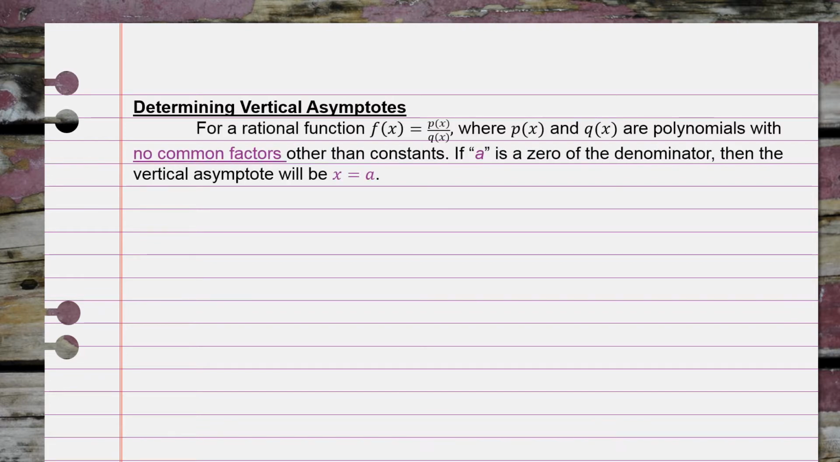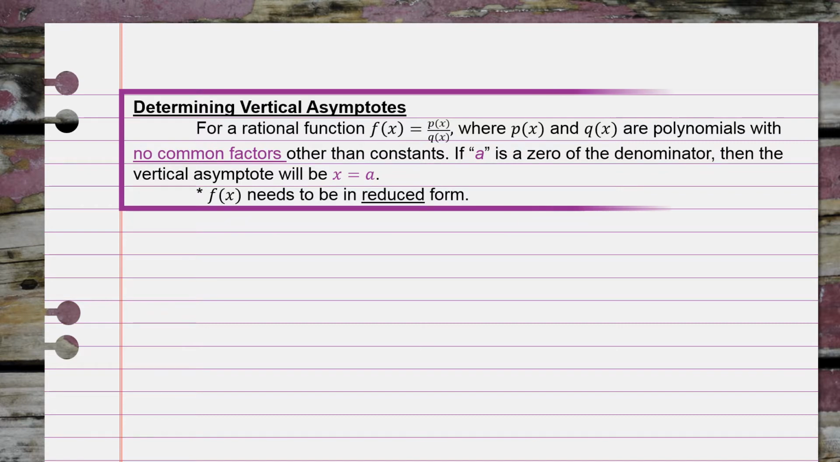Determining vertical asymptotes. For a rational function, f of x equals p of x over q of x, where p of x and q of x are polynomials with no common factors other than constants. If a is a zero of the denominator, then the vertical asymptote will be of the form x equals a. An important piece is that the function f of x needs to be in reduced form.